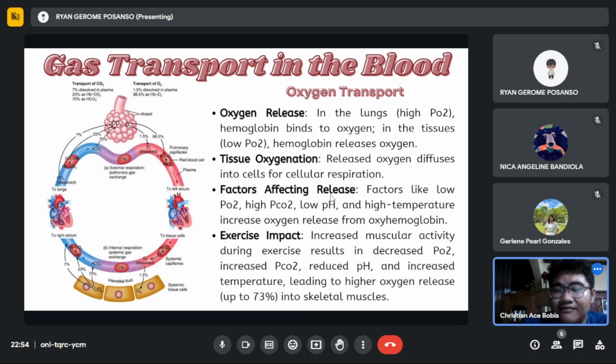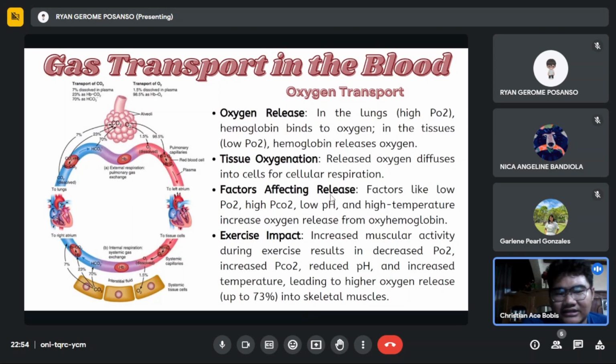Of course, factors affecting the release are: low partial pressure of oxygen, high partial pressure of carbon dioxide, low pH, and high temperature increase oxygen release from oxyhemoglobin.